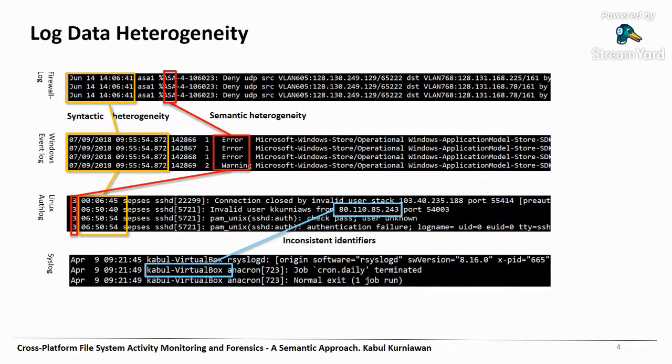And also semantic heterogeneity, meaning that there are different meaning and interpretation of data value. And it also has an inconsistent identifier, meaning that there are different standards to identify data, such as hostname, IP address, and etc. So basically, connecting different heterogeneous log data is hard. It depends highly on the context. The interpretation of log data is also difficult because it requires extensive background knowledge.